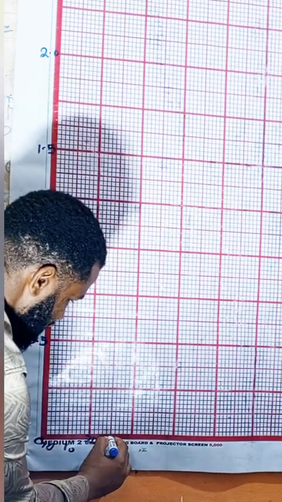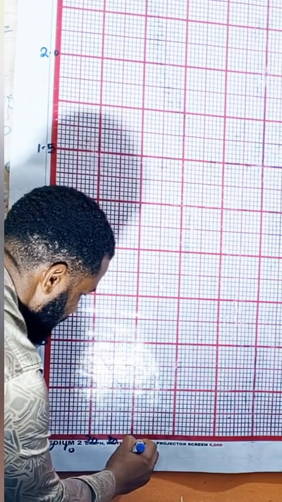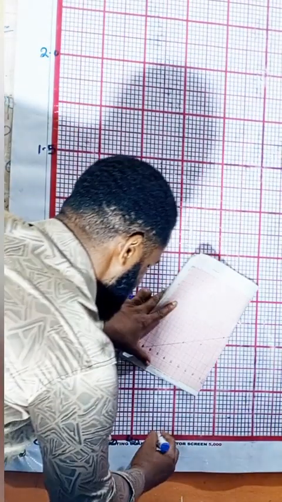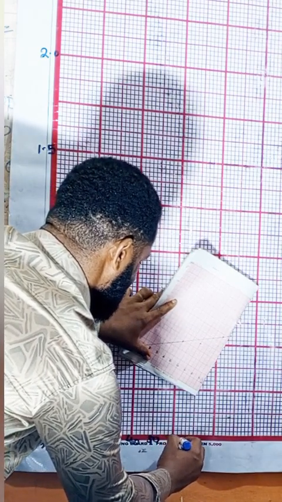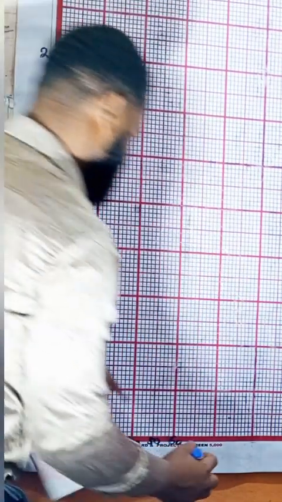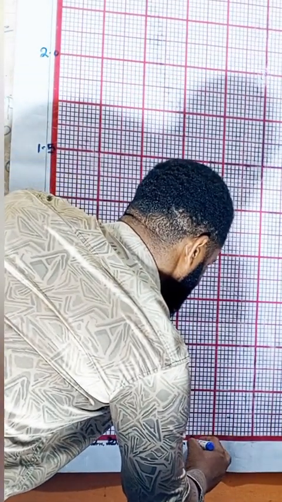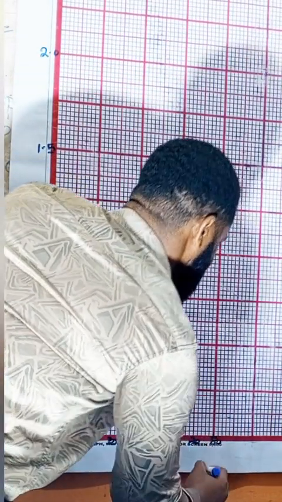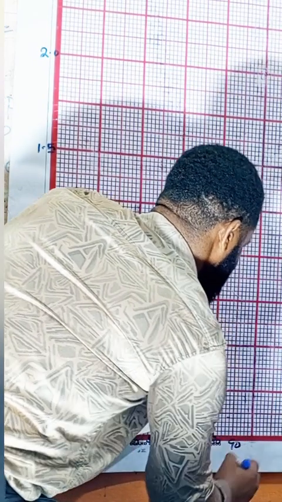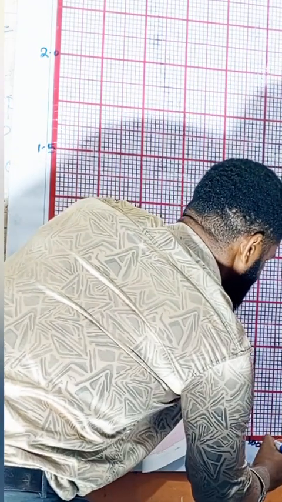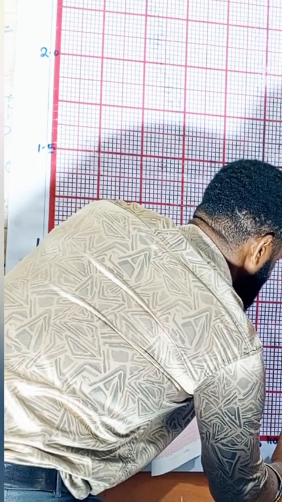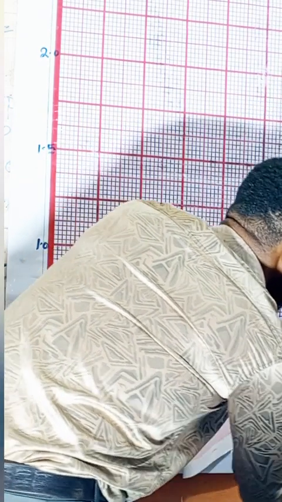10, 20. This is 30. This is 40. And this is 50. This is 60. This is 70. This is 80. This is 90. This is 100. This is 110. This is 120. And this is 130. Let's do that.